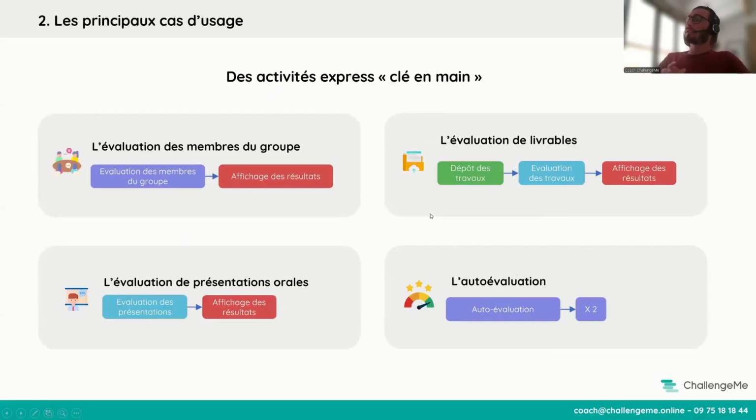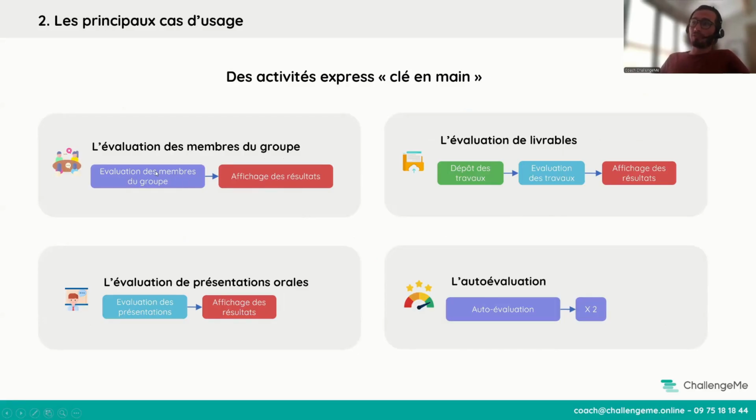So the connection with these use cases and the platform will be found in the types of formats we can launch. So we will have activities that we call turnkey, which we can launch very quickly with phases that are already set up and criteria that already exist. All we have to do is enter the participants and the dates. This will be the case, for example, for group member evaluation. So here we have a format that already exists and that you can launch very easily.